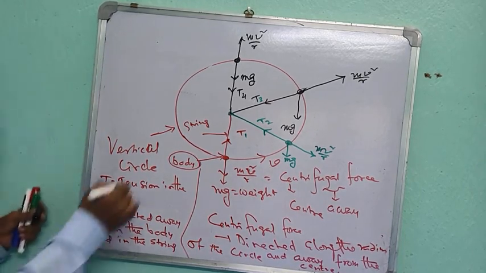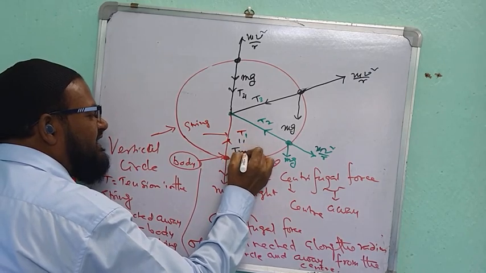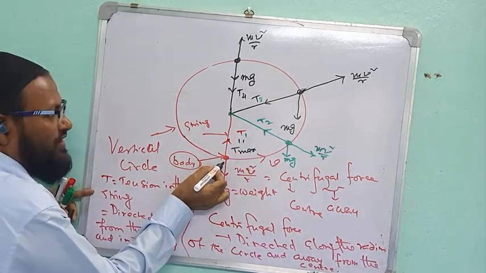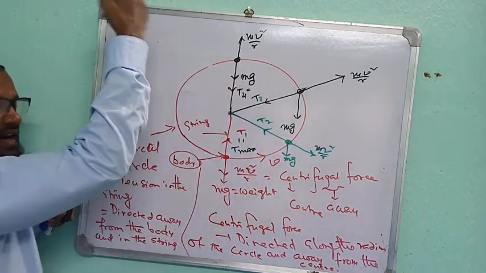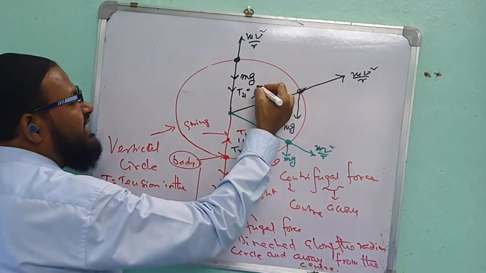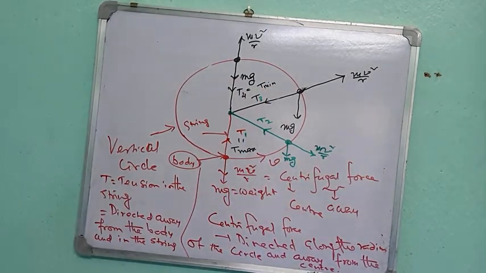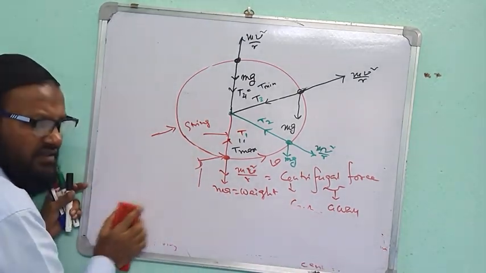I will show. This tension is T max, and this is the lowest position. T4 is the tension at the highest position. This is the T minimum. I will show it by mathematics. Please do this first. Okay? Next. This part is good.